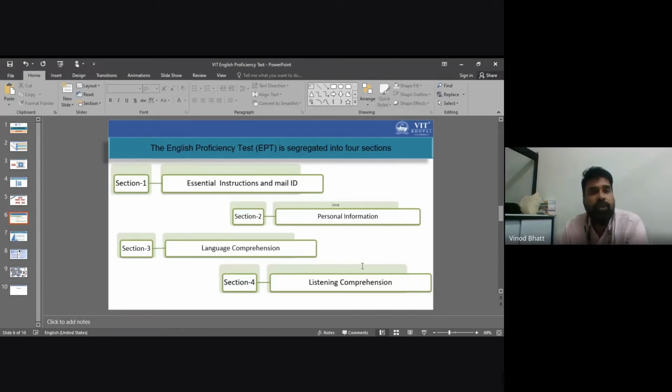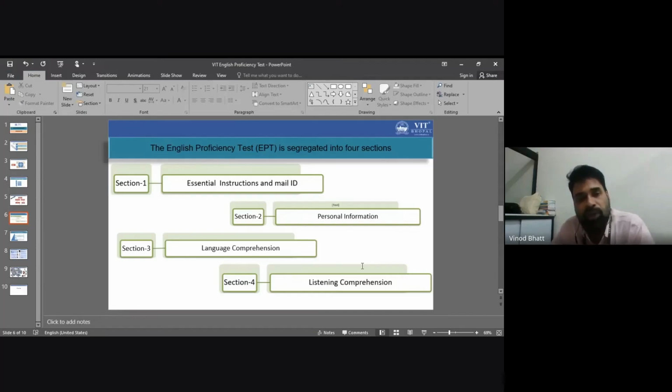In section 3, you will find 50 questions. All questions are compulsory. You cannot leave any question unattempted. The positive point is that there is no negative marking. So even if you do not know 1 or 2 questions very well, you can go for guessing. But you don't have to leave any unattempted. You have to attempt every question in the given time.